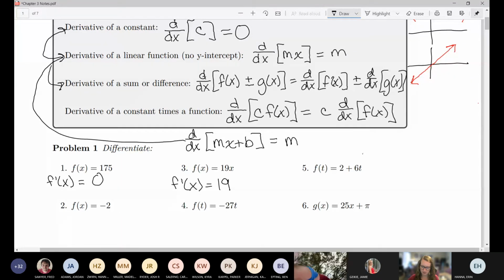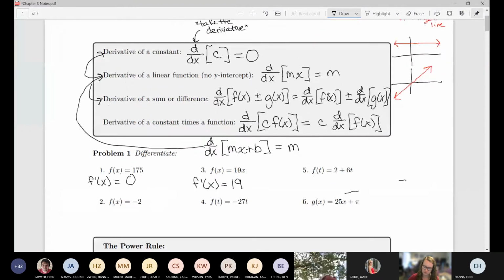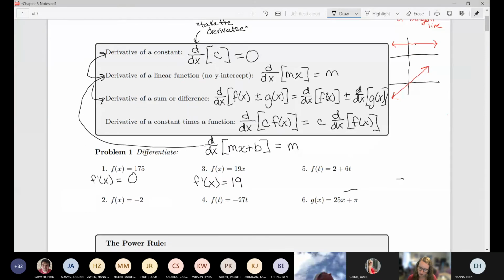Let me zoom out a little, just in case people still have that thing on their screen. I can't zoom out. There we go.